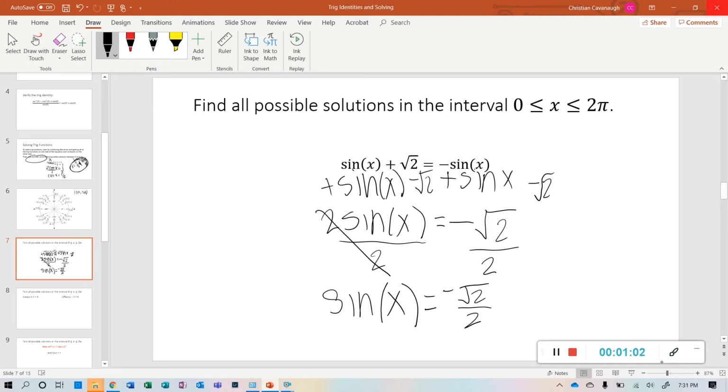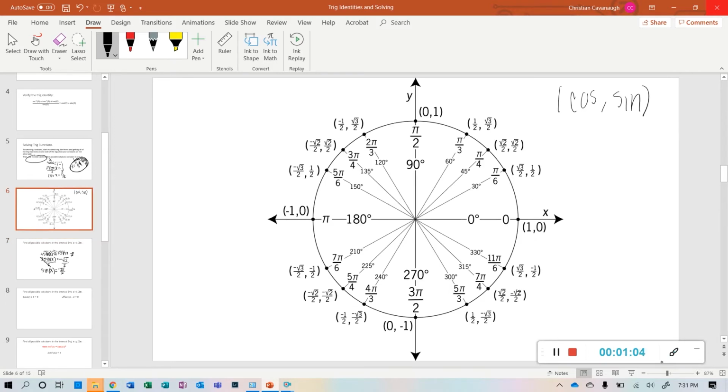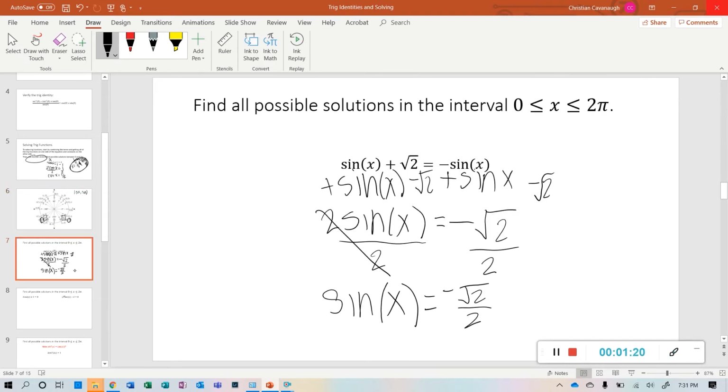So like I said, you're just going to go back to the unit circle, and we need sine, which is the y value, to equal negative square root of 2 over 2. So we have that down here and down here. And so we know that our answers should be 5 pi over 4 and 7 pi over 4. So I'm just going to come back over here, and x equals 5 pi over 4 and 7 pi over 4.